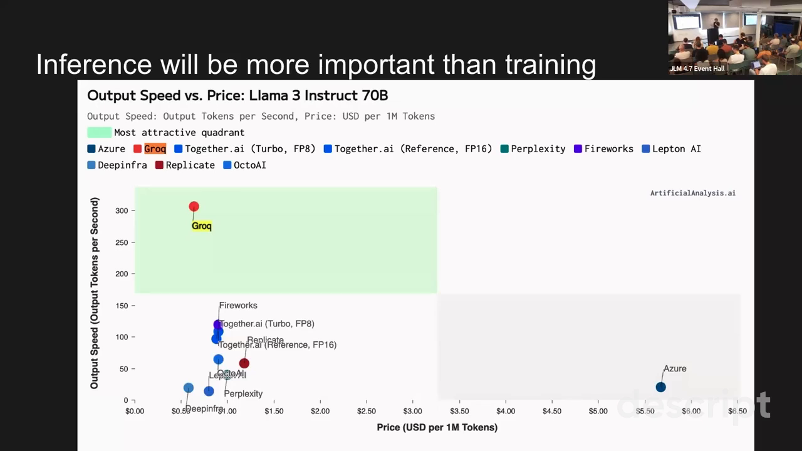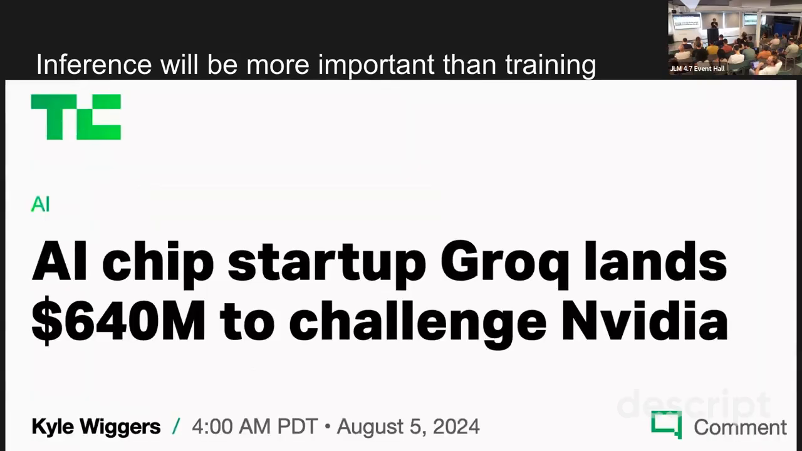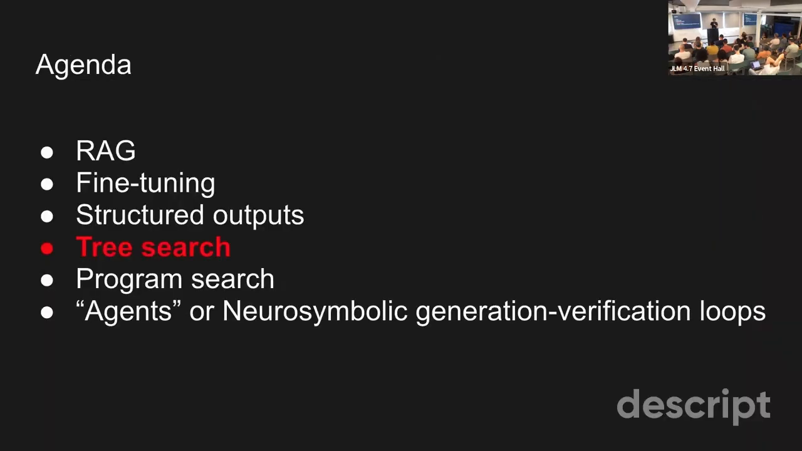They have this chip called the language processing unit. They get crazy speeds in LLMs. It's not even close to everything else, and also fairly cheap. If inference is indeed more important, they might be a competitor to NVIDIA. Right now, they raised a lot of money. Let's see. But the first way to invest in inference compute will be tree search.